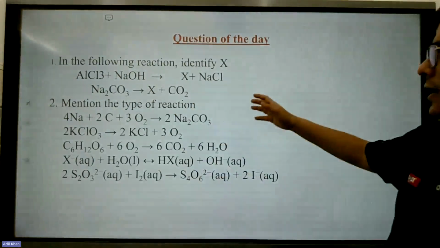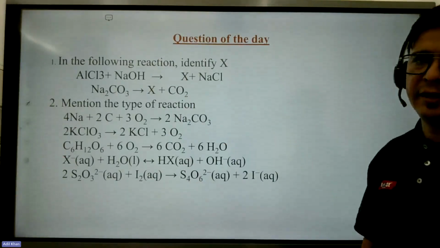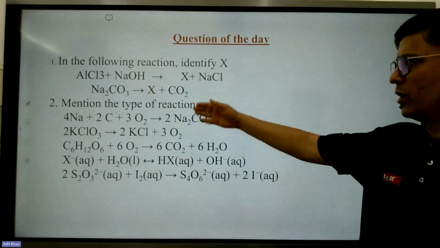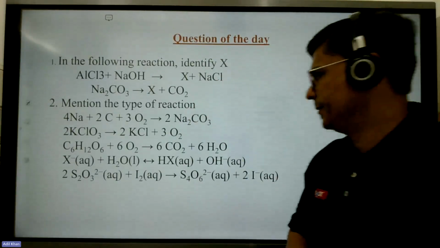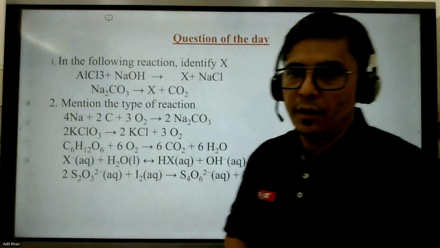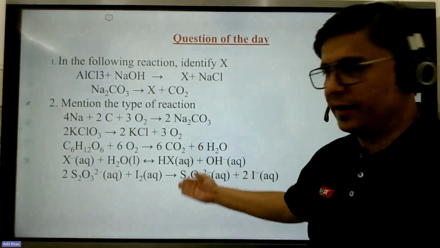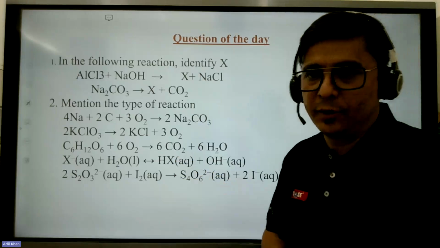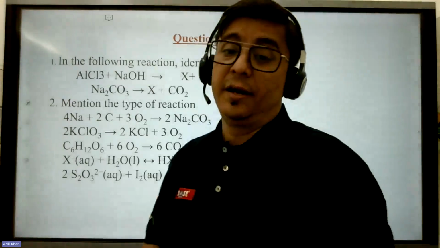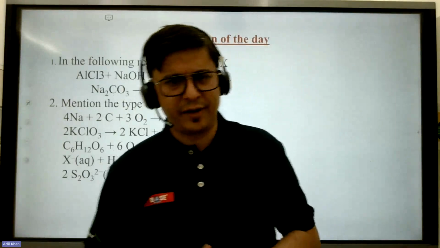So this is your question of the day. You can pause it and write it down. In the following reaction, identify what is X and mention the type of the reaction involved here. So you can get different types of names also. If suppose you are getting two names, you write both the names. For example, combination reaction, displacement reaction and redox reaction, you can write like that.